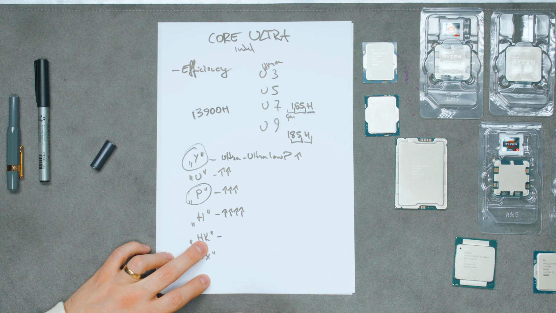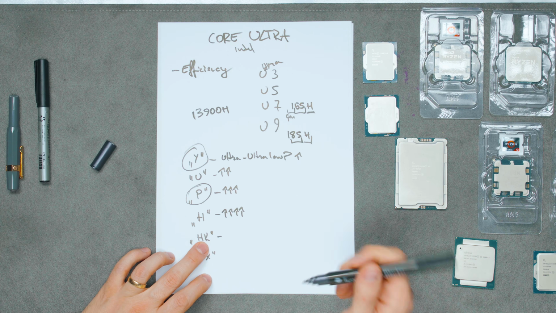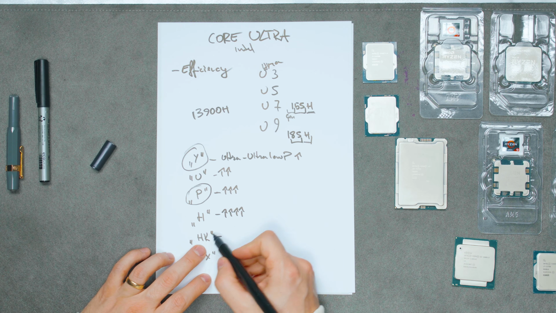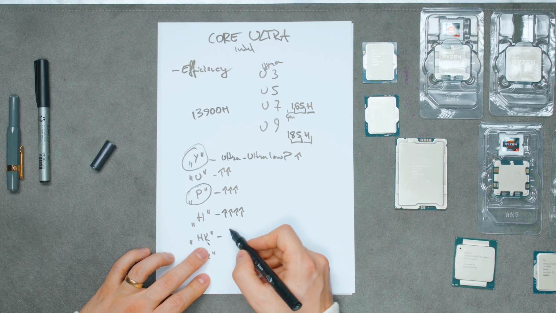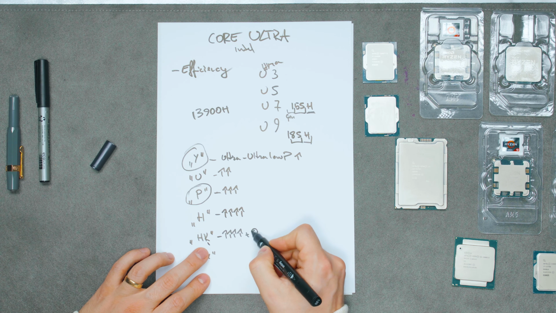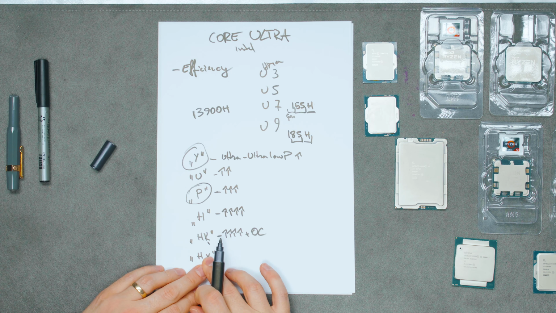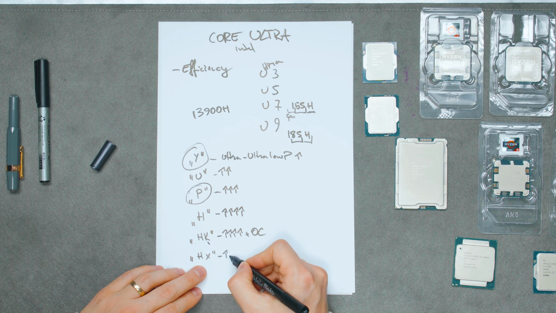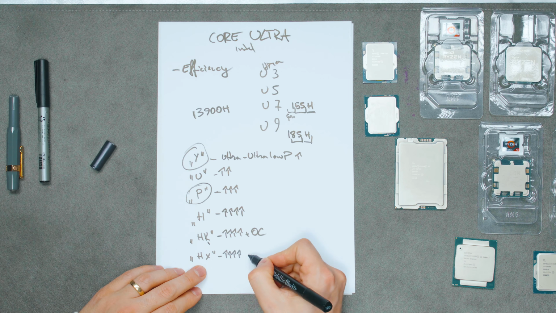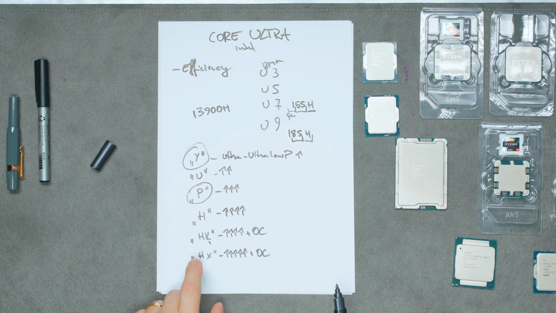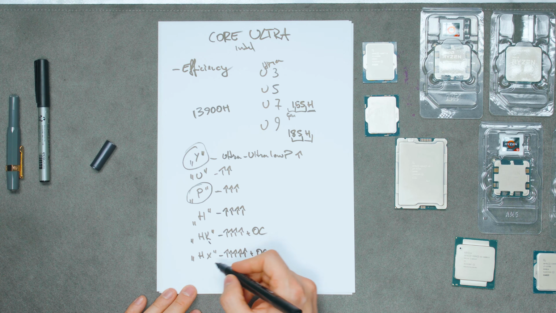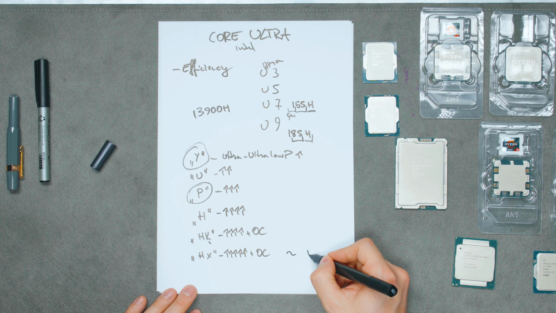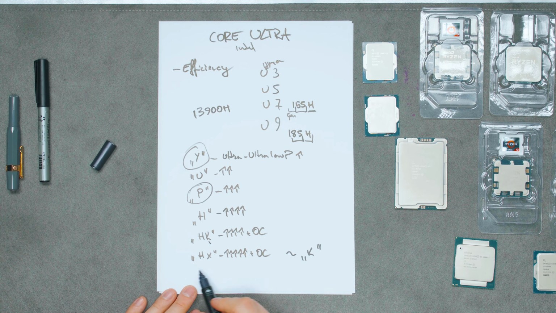HK, you can already figure out what this means when you know the K from the previous letter, which means that the K means it's overclockable. So this basically means high power and overclockable. The HX though means that this is high and this is even higher power and overclockable, because the HX is basically the closest to the desktop. We'll say that this is roughly the same as a K on a desktop version.